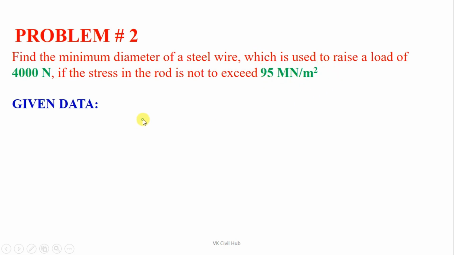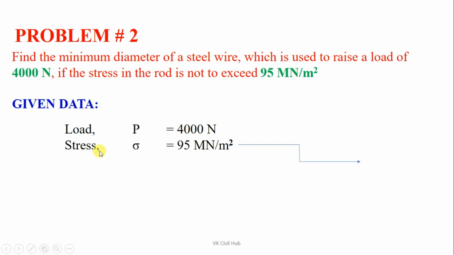So in this problem there are only two given datas. In the previous problem and this problem both I have mentioned the given data in the question itself in the green color. You can easily differentiate that. Now the given data is, one is load P is given as 4000 Newton and the stress sigma is given as 95 meganewton per meter square. Not to exceed means we have to take that value in the problem. So this unit meganewton per meter square is equal to newton per mm square. This I have explained in the previous part in my video.